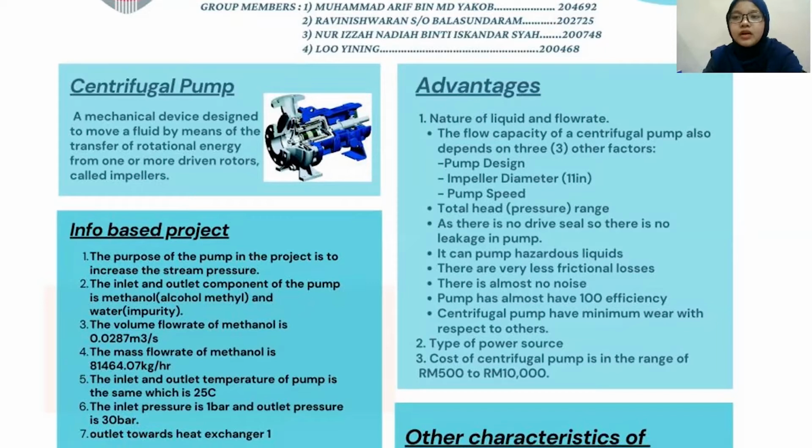Next, centrifugal pump can also pump hazardous liquid, such as acid, without corroding the surface. Then there are very low frictional losses, so there is almost no noise when using centrifugal pump, so it doesn't bother people around. Centrifugal pump also has almost 100% efficiency. By the way, the pump efficiency produced is 68.3% in this project. So this chosen centrifugal pump is suitable in our project plan to pump methanol.